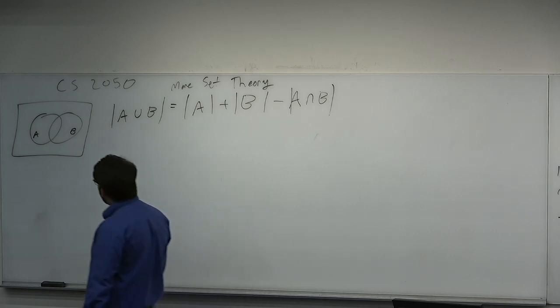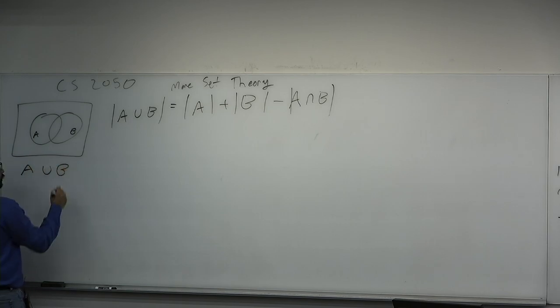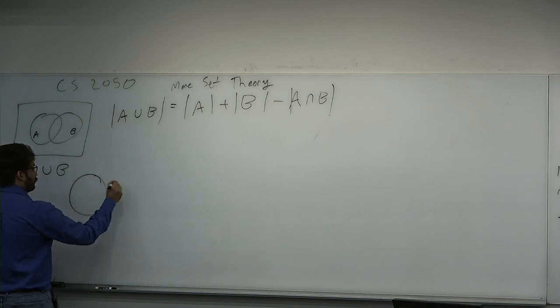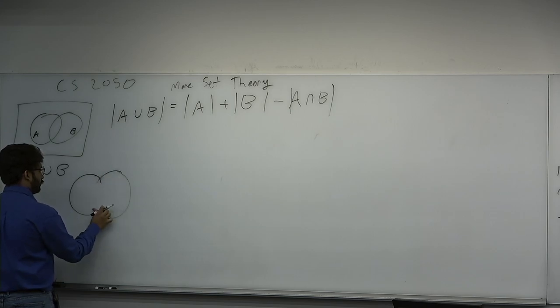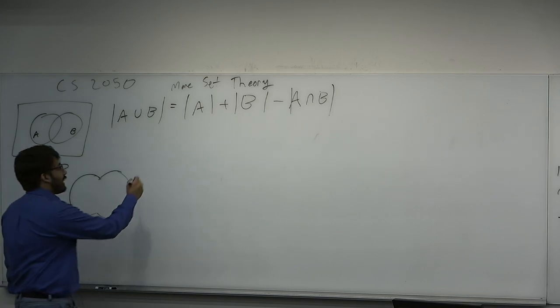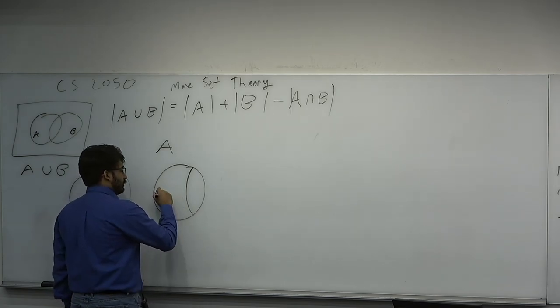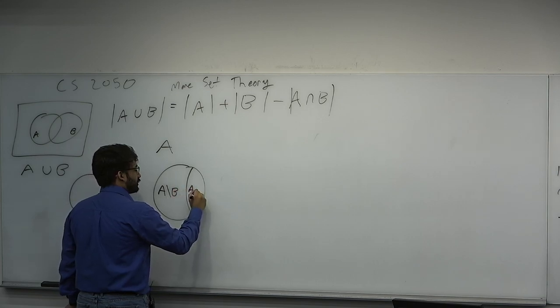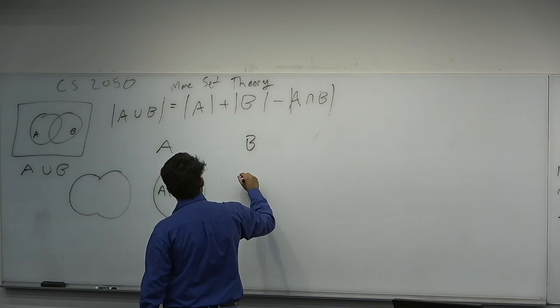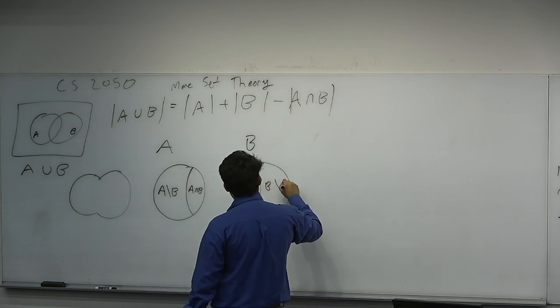Here's the quote-unquote proof by Venn diagram. This is an allusion to the proof, and a proof by Venn diagram, of course, is not a proof, but we'll do it in a second. Suppose we want to count A union B. A union B looks like this. We want to consider the number of elements that are in A union B. So we can rewrite A union B in terms of its pieces. We can write A as A minus B, and this is A intersect B. We can write B as A intersect B, and then B minus A. We'll prove that a little more rigorously.